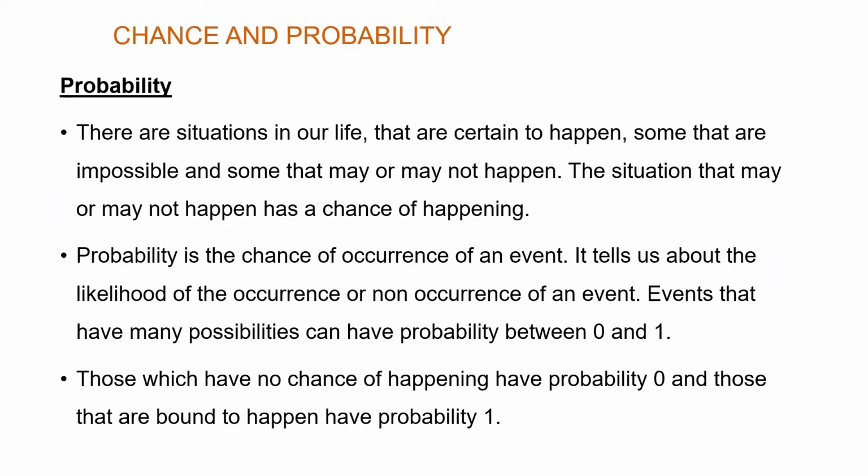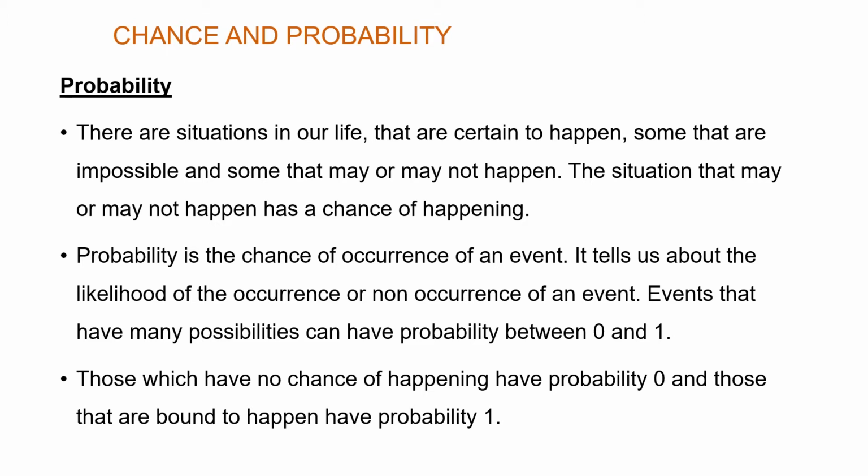Probability. There are situations in our life that are certain to happen, some that are impossible, and some that may or may not happen. The situation that may or may not happen has a chance of happening. I hope you understood this. There are certain situations that will certainly happen. For example, tomorrow you are one day older than today. Yes, that will happen. And some that are impossible.